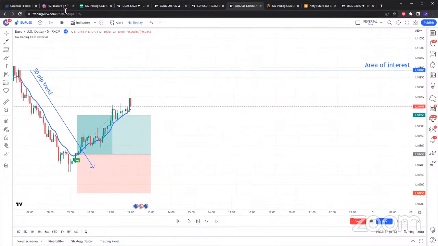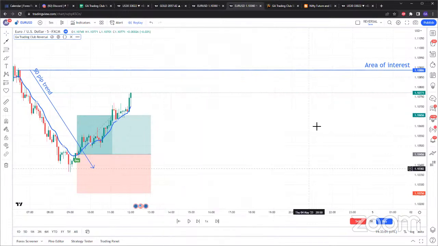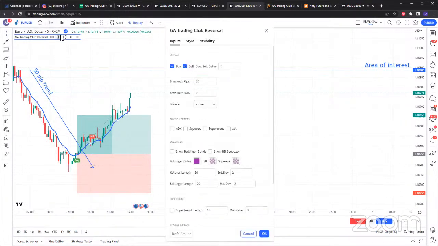Now I saw a sell. Now if I go ahead here and turn on a sell, let me tell you guys if I would have taken that sell right here. So here I was only interested in buys. That's the other thing: when using the reversal indicator, do not turn on both buys and sells.